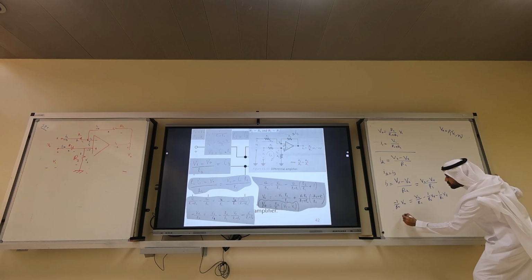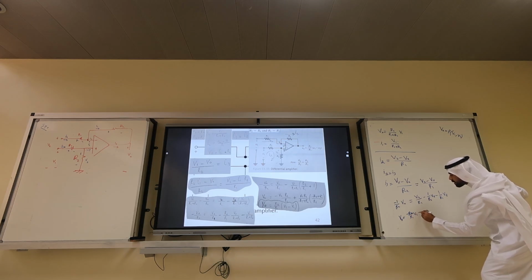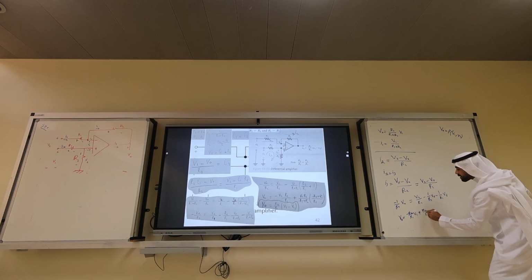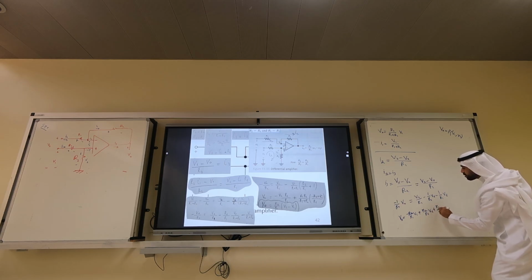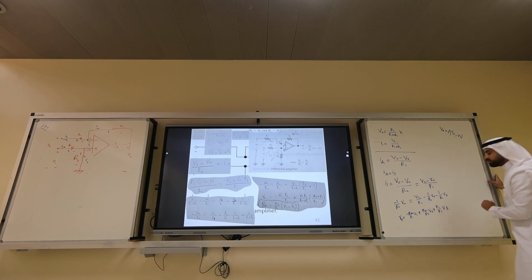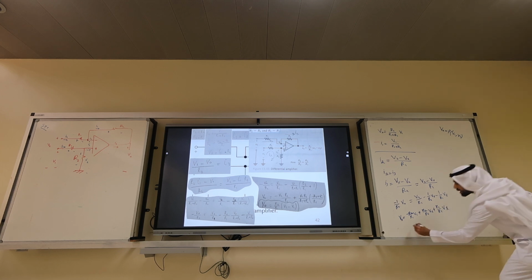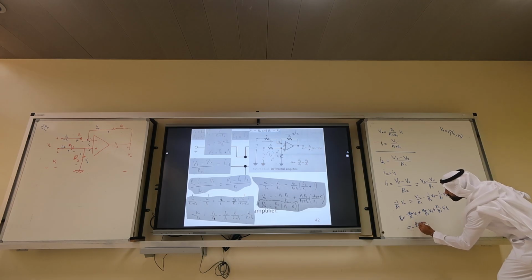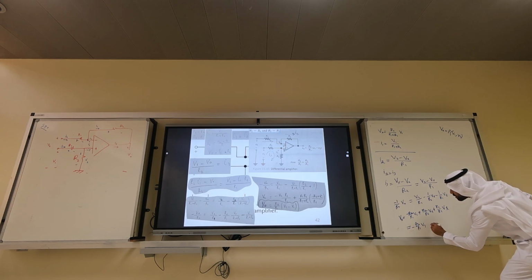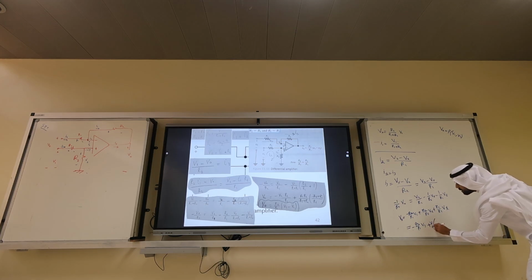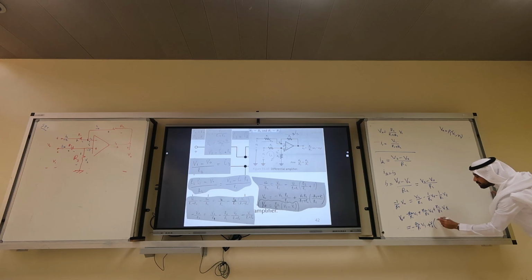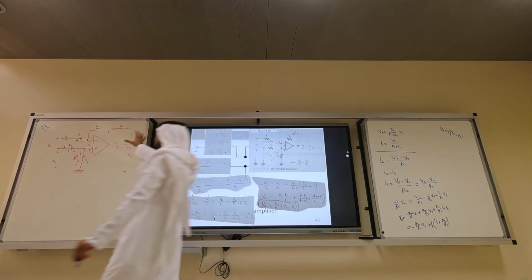Can I multiply by minus R2? So this will be minus R2 over R1 V1 plus R2 over R2 Vx plus R2 over R1 Vx. Can I do that? Okay. Can I also do minus R2 over R1 V1 plus, I take Vx as a common factor, and this will be 1 plus R2 over R1. Can I do that? Okay. Can I erase this circuit now?